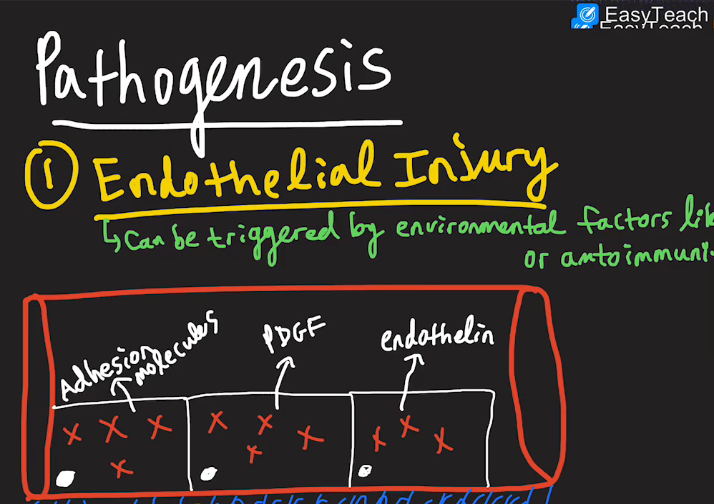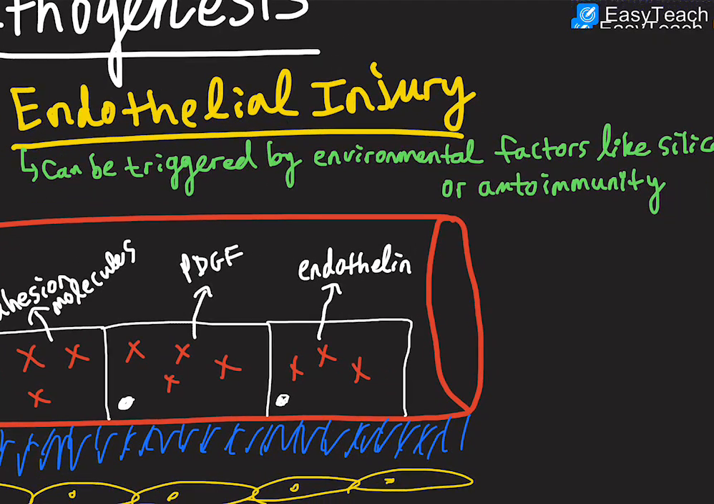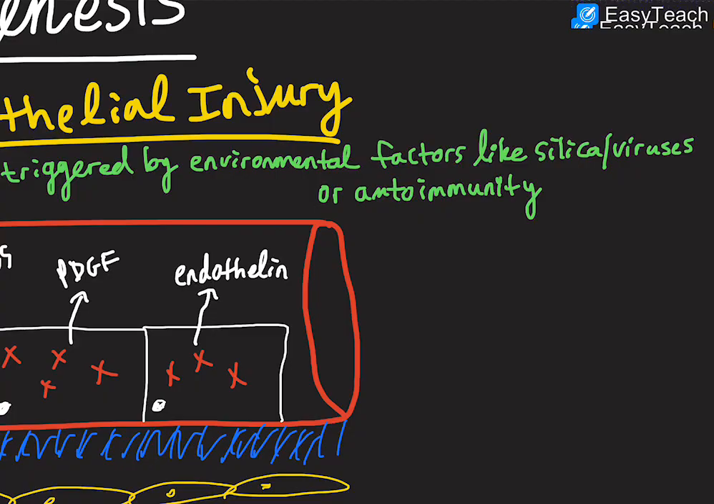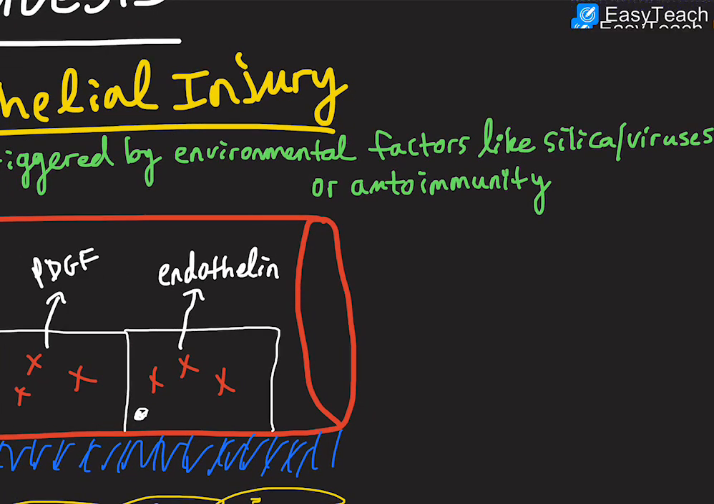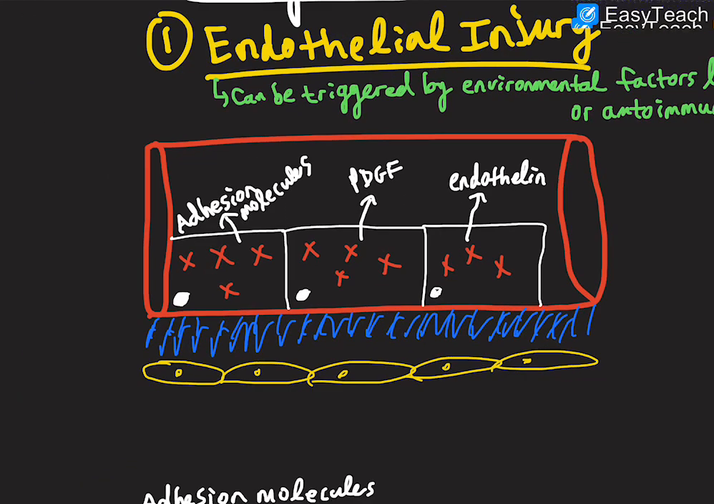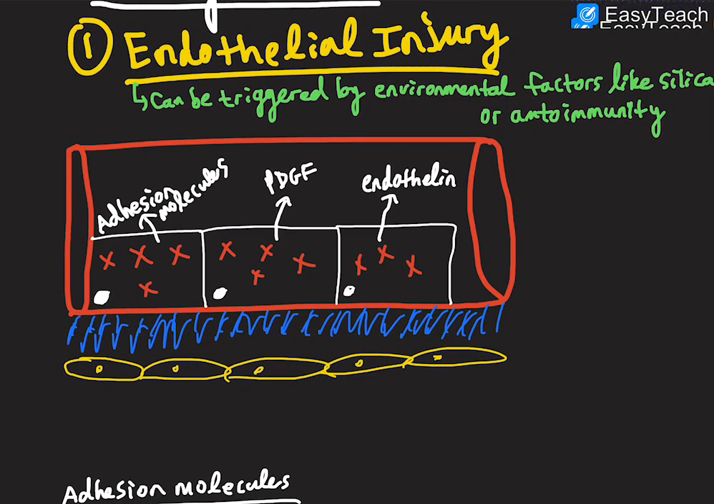All right, let's get started with the pathogenesis. Remember, this is an autoimmune disease, and it likely starts with endothelial injury. This can be triggered by certain environmental factors like viruses, or an autoimmune reaction that can damage your endothelial cells. So, like viruses, autoantibodies, toxins, stress, oxidative stress, for example. Whatever the cause may be, we get endothelial injury, injury of our endothelial cells.